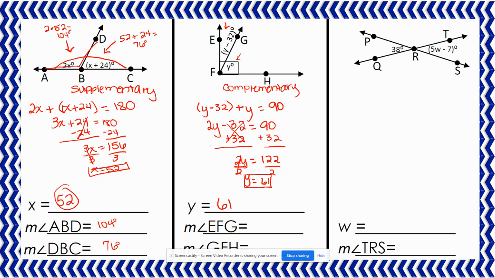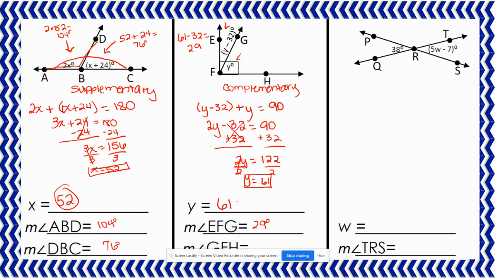Now I'm going to use that to find the measure of angle EFG and the measure of angle GFH. I know that EFG is y minus 32, but because I know that y is 61, I can plug that in for y, and I can say 61 minus 32. And when I do 61 minus 32, I get 29. So that means the measure of angle EFG is 29 degrees.